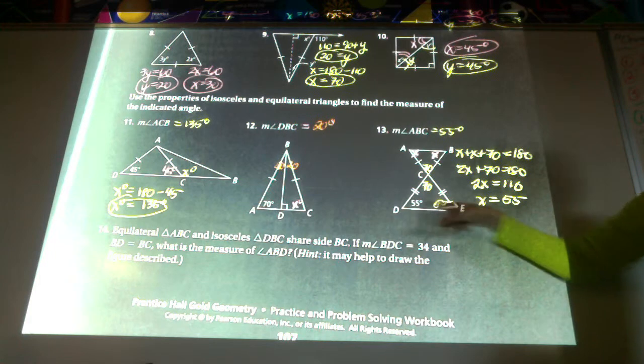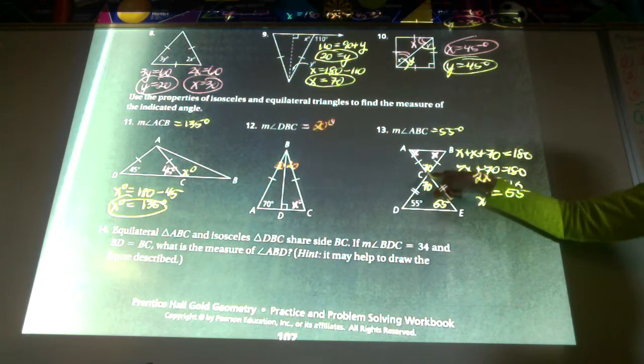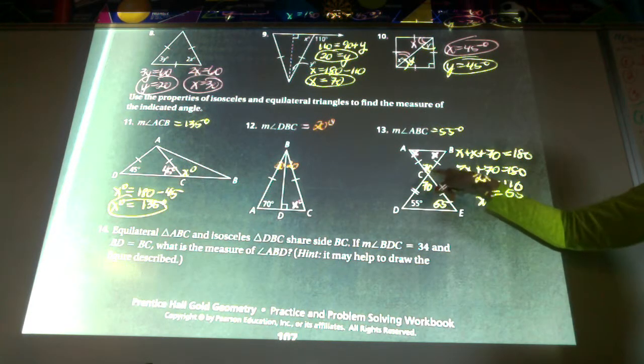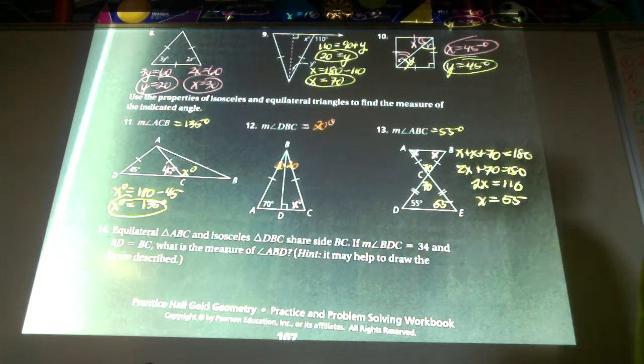If these two are 55, that makes 110. And then all together, they should add up to 180. So that leaves 70 left over for that vertex angle. Aren't these vertical angles? So if that's 70, that one also has to be 70. And that's the vertex angle to that isosceles triangle. So what that means is that those are the congruent angles. So I subtracted 70 from 180 and got 110. And then I divided 110 evenly amongst those two, and that's where you get the 55.